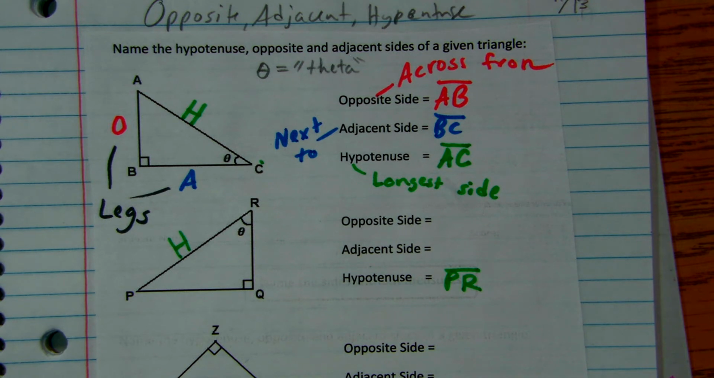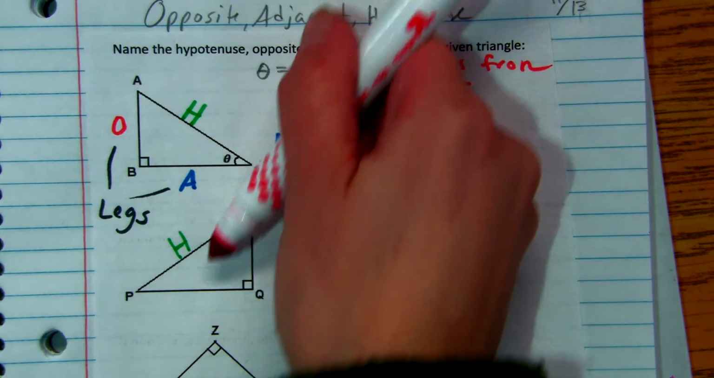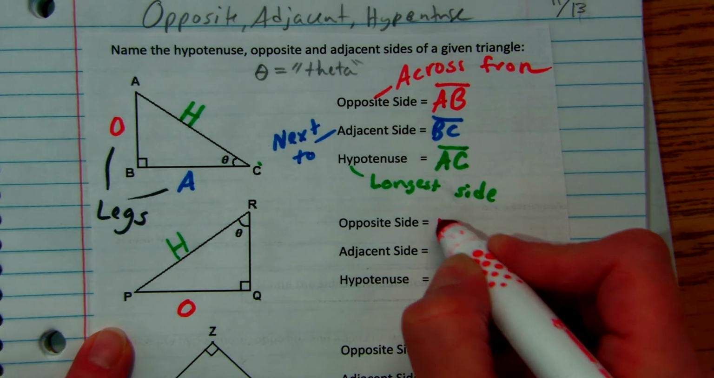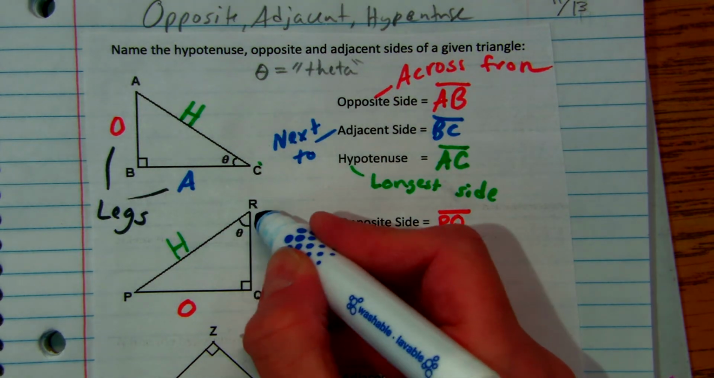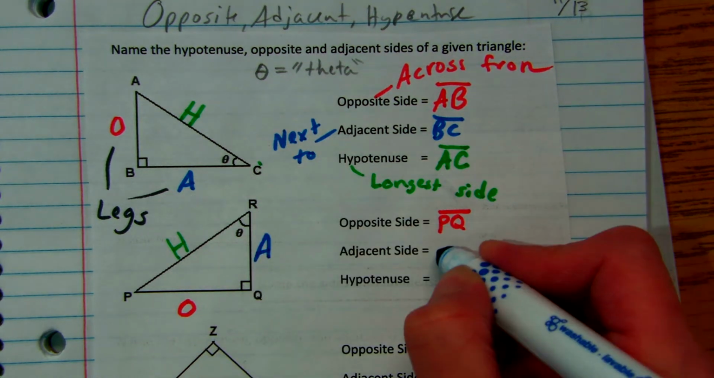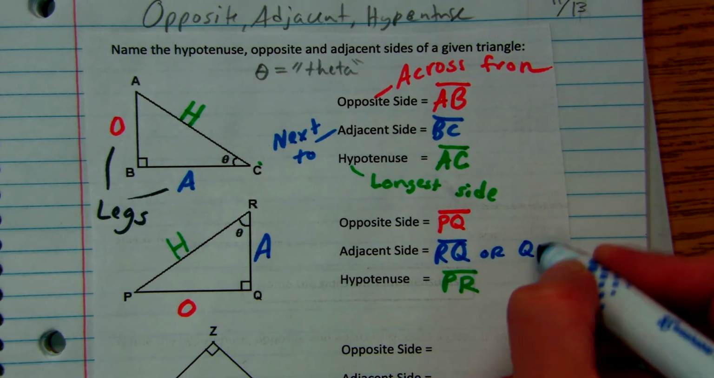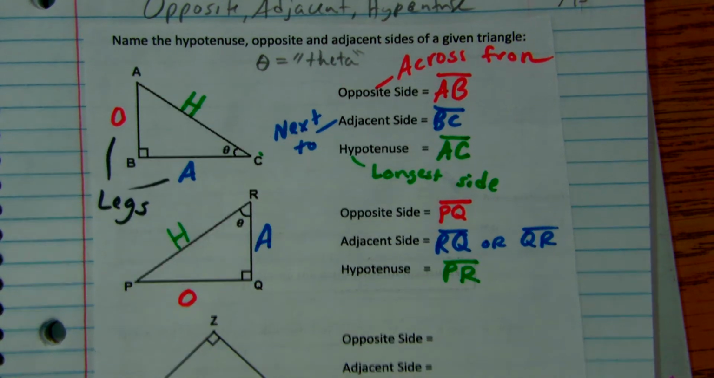Okay, and then we look at the angle. So my angle's up here, and you want to think what's across from the angle, because what's across from it is the opposite. So this is my opposite side. So I call that PQ. And then this side is next to the angle. It's actually part of the angle. It's that other side that's not the hypotenuse. So that's my adjacent side, and I can call that RQ. And you can actually switch these around. You could also call it QR if you're looking at geometry. So just a little bit of geometry terminology there. Okay, let's do the next one.